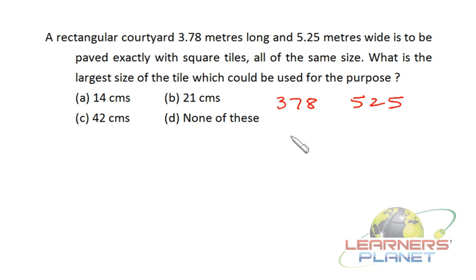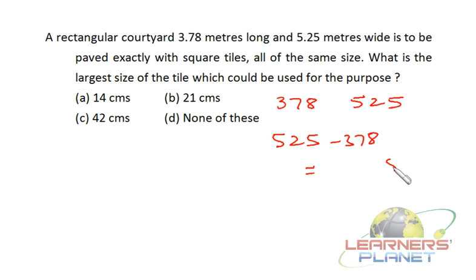Okay. Now since we are making square tiles, or we have to pave with square tiles, we should find out their HCF. Now what is the first step to find out the HCF? Let's find out their difference. So it's 525 minus 378.